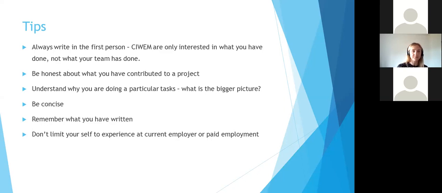Be concise. Remember what you have written. And don't limit yourself to experience at a current employer or paid employment. Do look back across the whole course of your career.